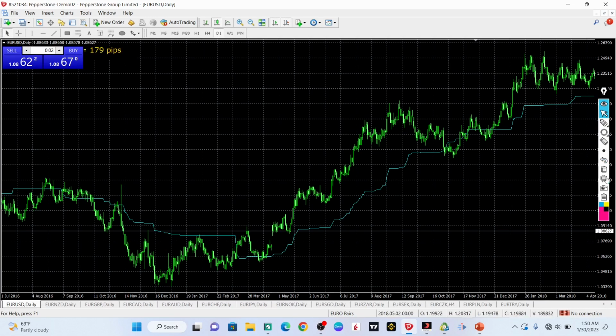So for example here, it gave us a signal to sell, which was not successful. But again, when it gave us a buy signal, it held the signal from September to March. That is almost 1, 2, 3, 4, 5, 6 months of one single trade. So within 6 months, you have made only one trade.